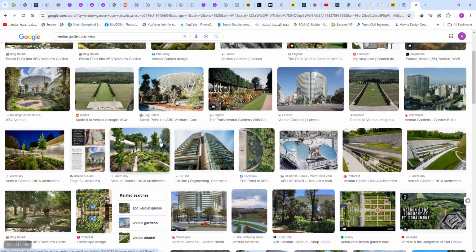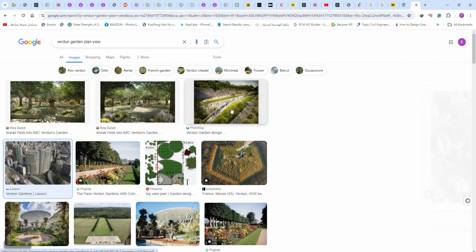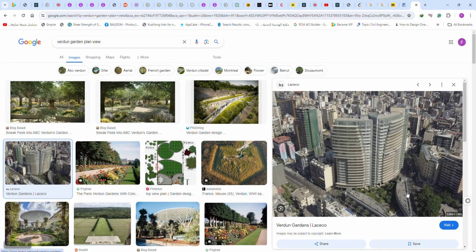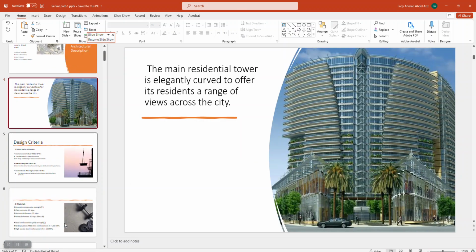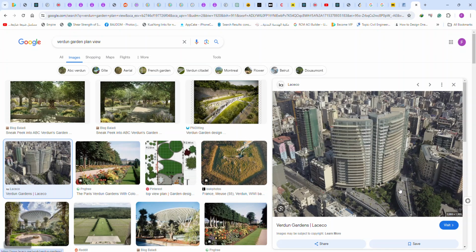I believe we don't have a plan view for this one, but we can use AutoCAD to see it, no problem. But this is actually much more accurate than these pictures. So what we are seeing here is this side, which is usually this side. Okay, this one, like this.